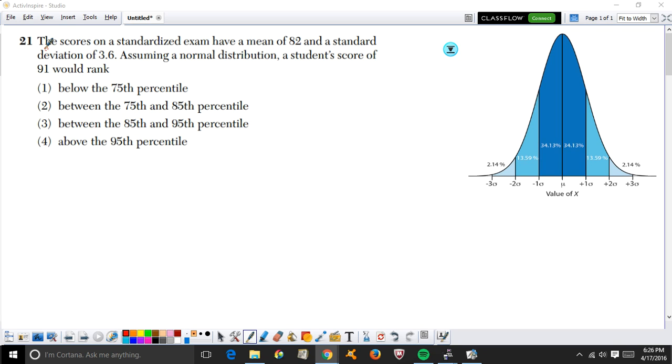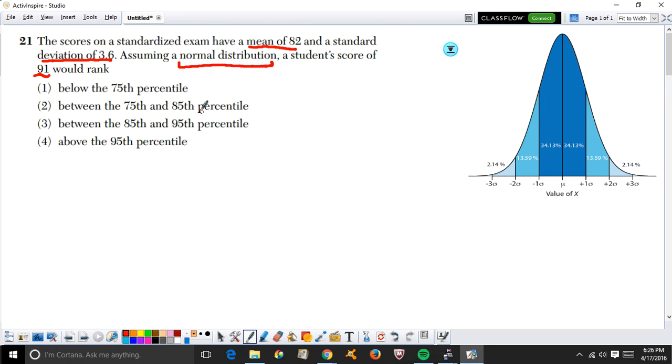Now here, in example 21, we see that the scores of a standard has a mean of 82 and a standard deviation of 3.6. Now, assuming a normal distribution, a student score of 91 will rank at what percentile? Now, we highlighted some of the keywords here, which is the mean, standard deviation, what kind of graph we talk about, normal distribution, and the point of interest.